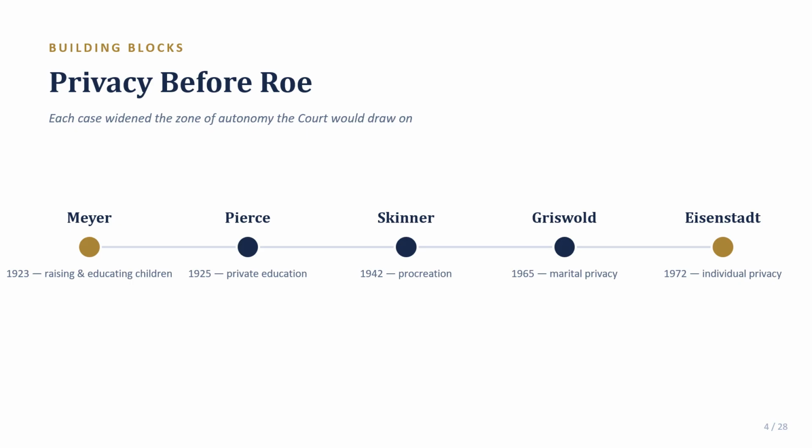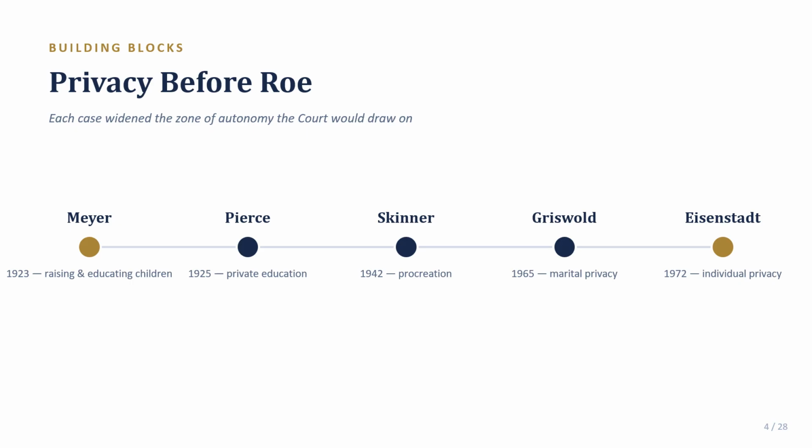First, we have Meyer versus Nebraska, 1923. The court struck down a state law that was banning instruction in foreign languages, holding that parents have a liberty interest in directing the raising and educating of their children. Notice this has nothing at all to do with reproduction. It is strictly parental authority, okay? But it establishes something crucial, and that is that the Due Process Clause protects certain family and child rearing decisions from government interference, even though nothing in the Constitution's text mentions education or parenting.